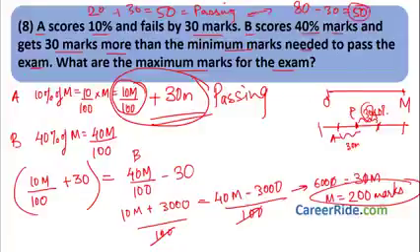So did you understand the logic? What we did was that we equated passing marks. Here A got 30 marks less than passing marks, so we added and we got the passing marks. Here B got 30 marks more than passing marks, so we subtracted and we got the passing marks and we equated them. Very easy. Okay, moving on to next sum.